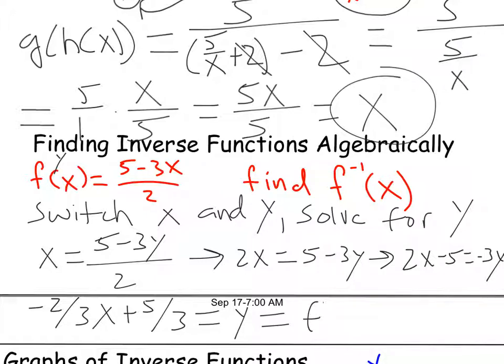But at this point, I would give that function a new name. I'm not going to call it y anymore. This part right here, that is f inverse. It pairs the same points together as f, but it does it in the opposite manner.